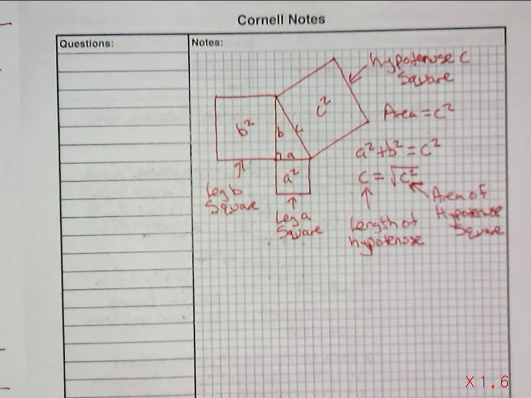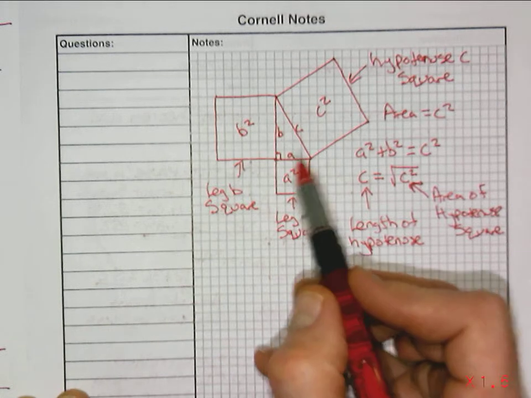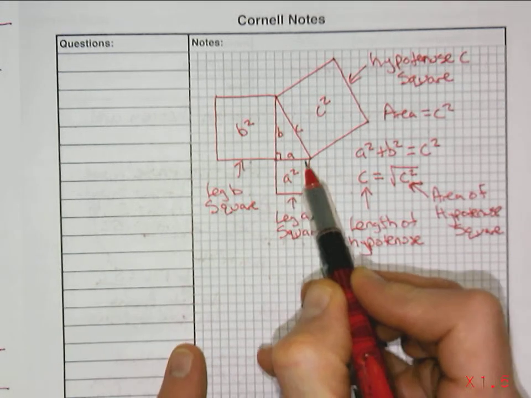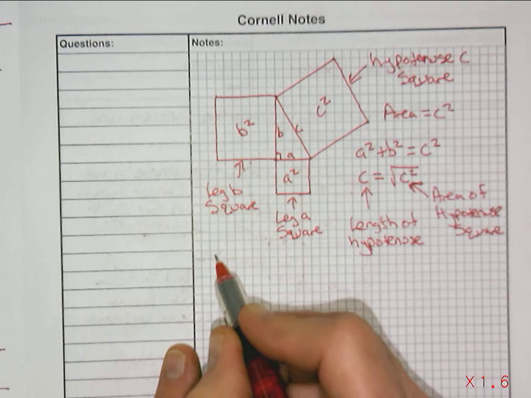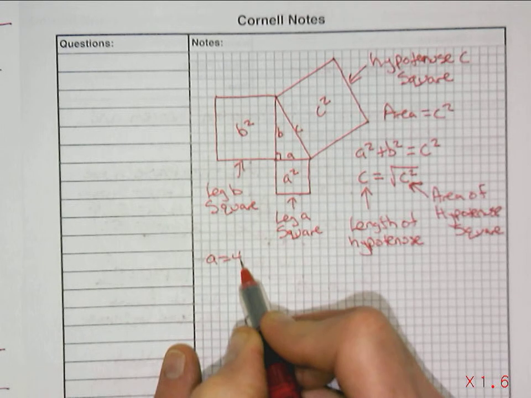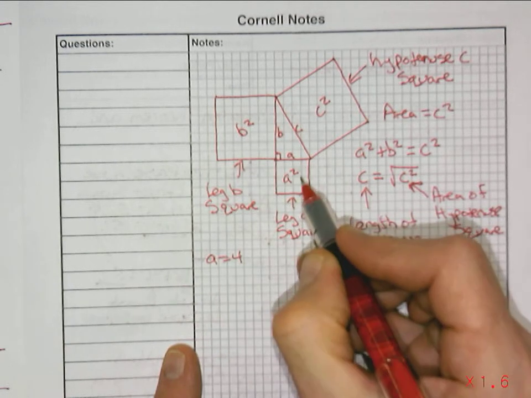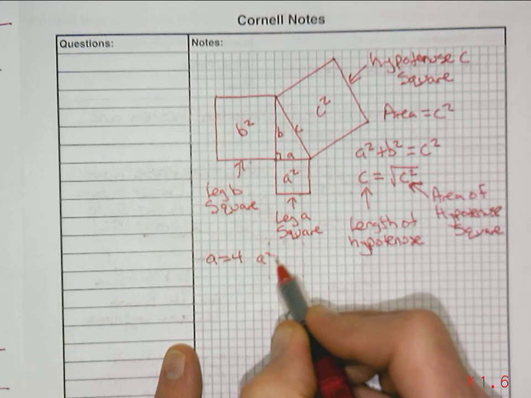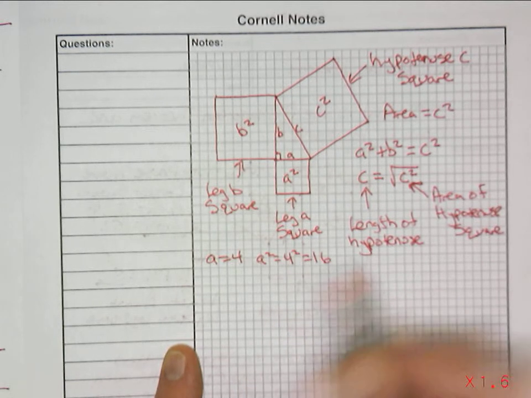So just to make sure that this actually works, let's look at the actual lengths here. If we look at the actual length of A, in this case A would be 4 units, and so the area of that square, A squared, is 4 squared, or 16.